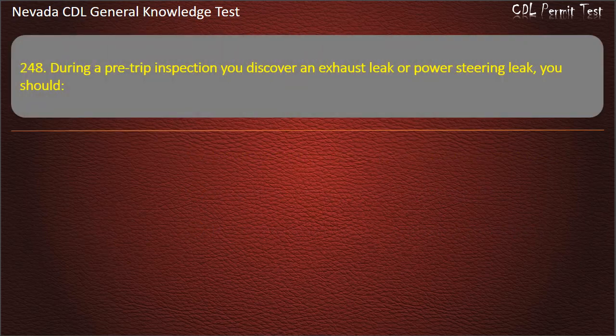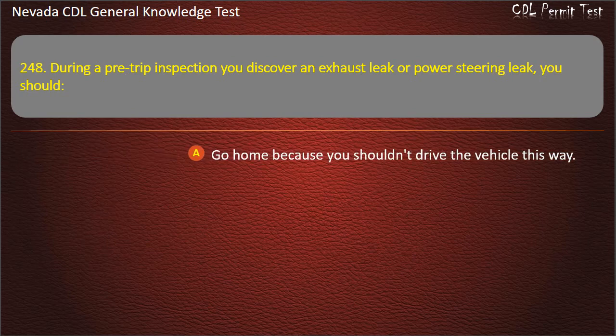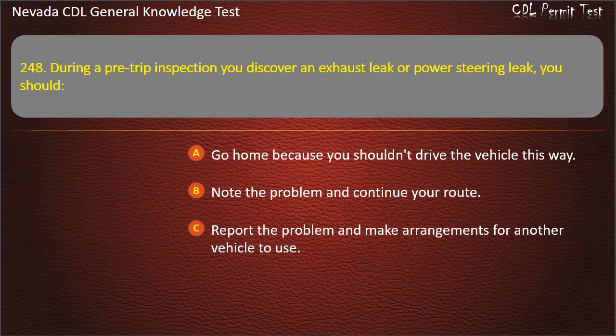Question 248. During a pre-trip inspection, you discover an exhaust leak or power steering leak. You should go home because you shouldn't drive the vehicle this way, note the problem and continue your route, or report the problem and make arrangements for another vehicle to use. Answer. Report the problem and make arrangements for another vehicle to use.